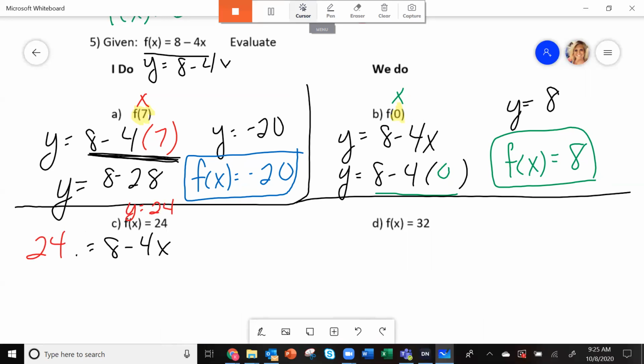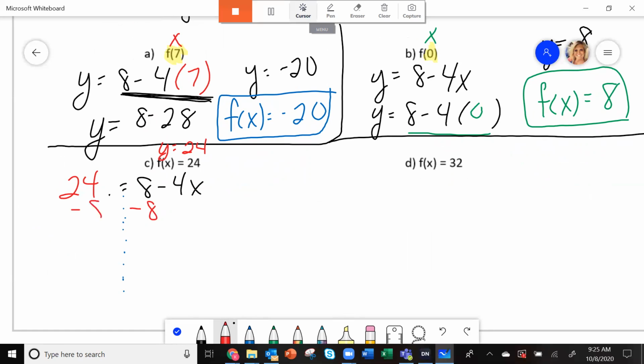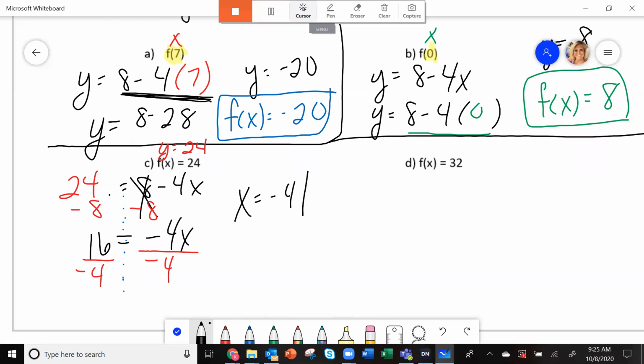Now, once I substitute that in, now I'm going to solve for x. Let me get x by itself. So I'm going to subtract 8 from each side. 24 minus 8, sorry, is 16, equals, these cancel, negative 4x. Then when I divide by negative 4, I get my answer to be x equals negative 4.